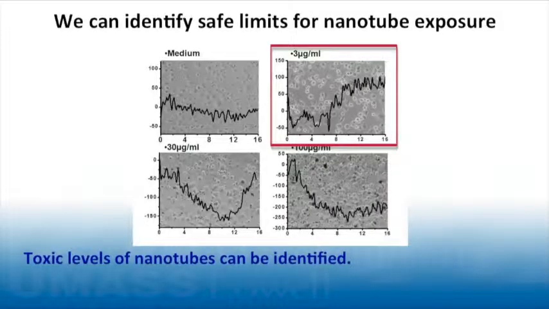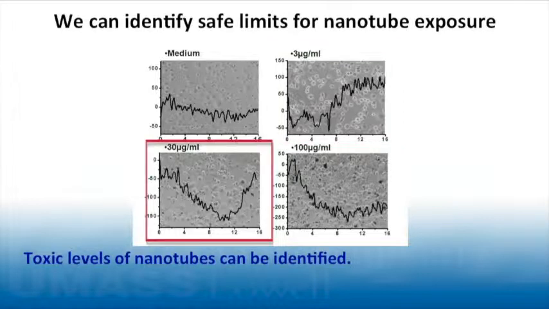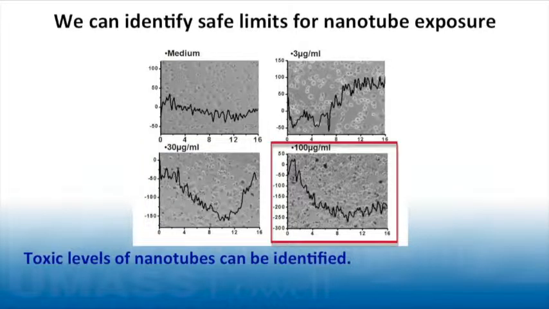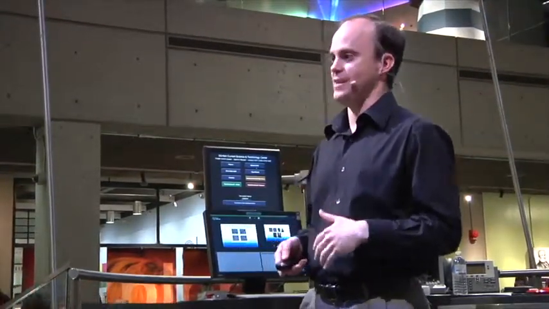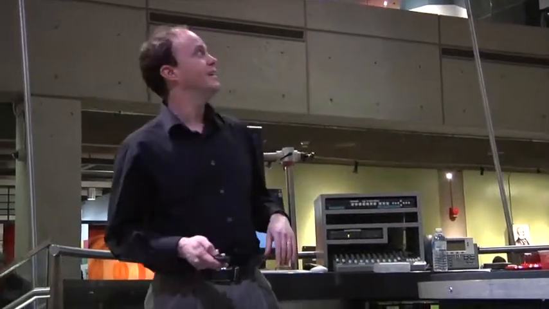And you'll notice at 3 micrograms, they react, but then they go back up. At 30 micrograms, they go down, but they come back up. 100 micrograms, they're down for the count. So that tells us that 100 micrograms is not a safe limit, but 30 is okay. So we know some exposure levels, so people working with carbon nanotubes know in advance what the risks are and how much exposure they should tolerate.